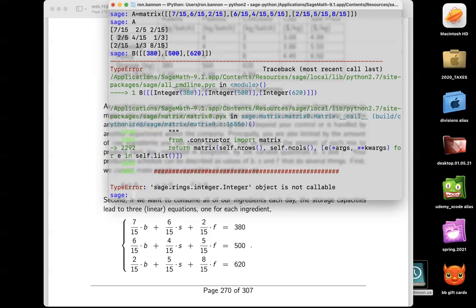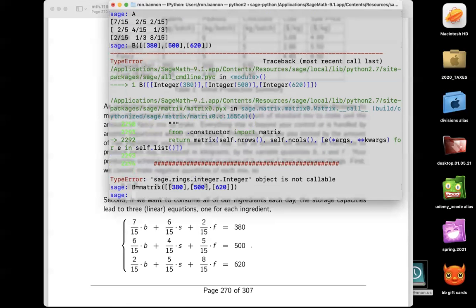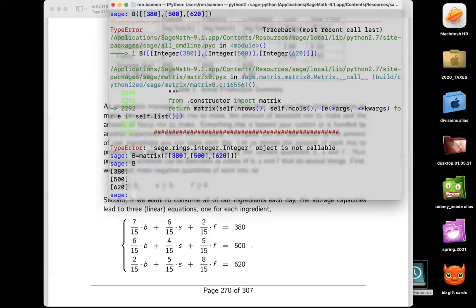And I want to see if I typed it in correctly. I made a mistake. Let's see what I did. I know what I did wrong. I forgot to type in the word B is equal to a matrix. I make mistakes, and I encourage you, you make mistakes too. Let's put B down, see if I did a good job. Let's see, 380, 500, 620.